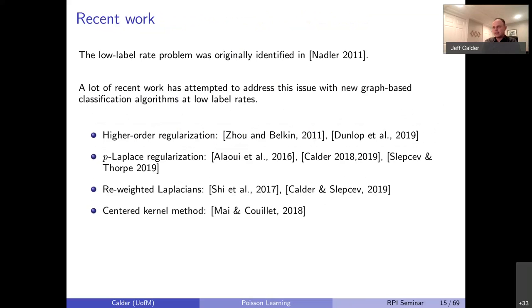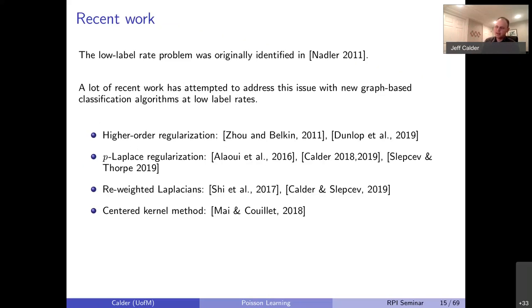This was identified by Nadler, as I mentioned. Then the last 10 years has seen a lot of work trying to address this. Most of the work has been on new algorithms that smoothly interpolate between the labels. Some of the first things were higher order regularizers, so taking the mth power of the Laplacian instead of the first power, and p-Laplacian regularizers. Both of these have theory showing that if you take a larger value for p and take higher order powers of the Laplacian, you'll smoothly interpolate between the labels and you're not going to have spikes forming.